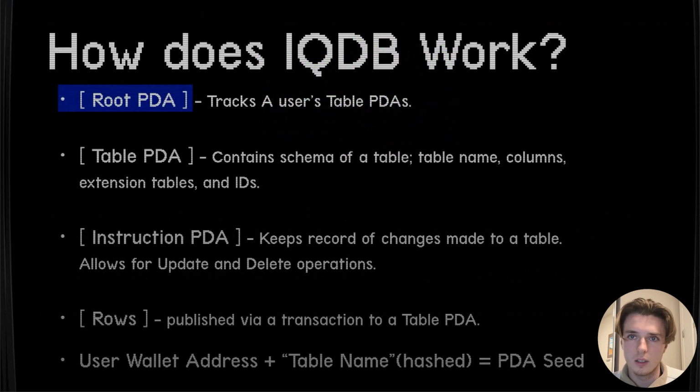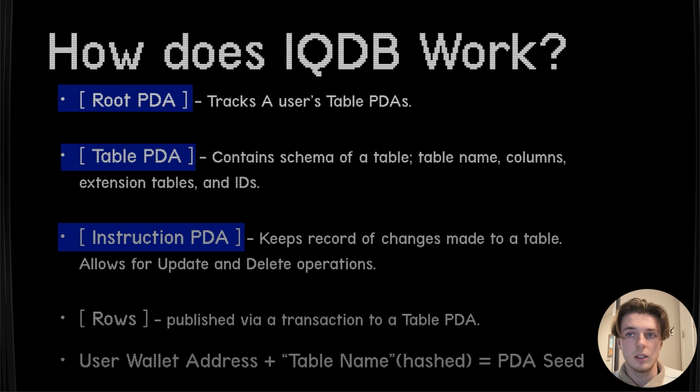So how does it work? We start with the root PDA. It maintains a list of all tables that the user has created, allowing for seamless queries. To create a table, you initialize a table PDA. The table PDA is responsible for the metadata of said table and defines the table structure and schema. This data is stored in state.